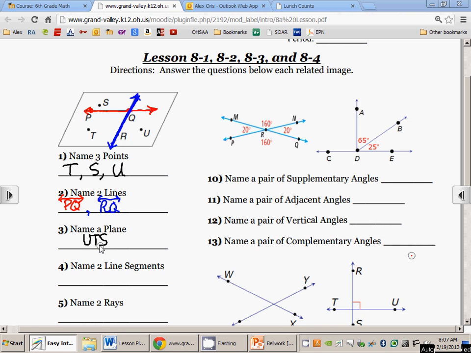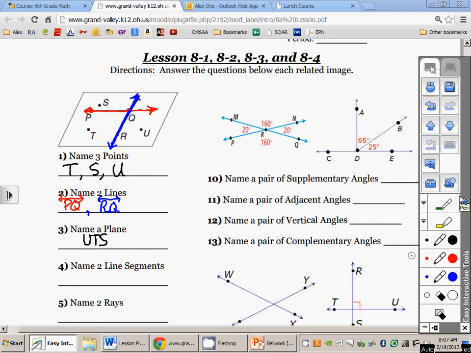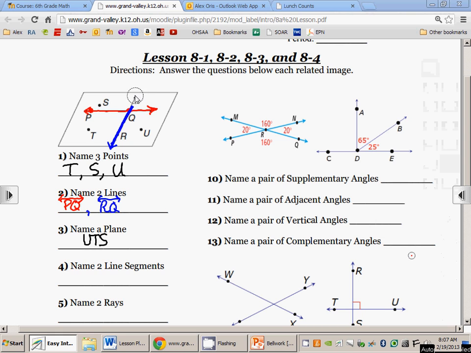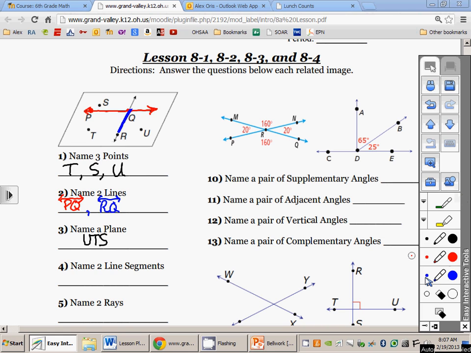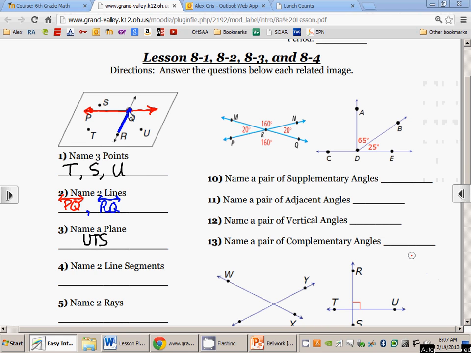How about a line segment? Dante, can you name a line segment for me? R and Q. R and Q. Didn't we already use R and Q for a line? So what Dante's saying when we say R and Q is this. Don't go past R and Q. You stop at R and Q. And now we're representing that blue part that's between the 2 points, Q to R, or R to Q.